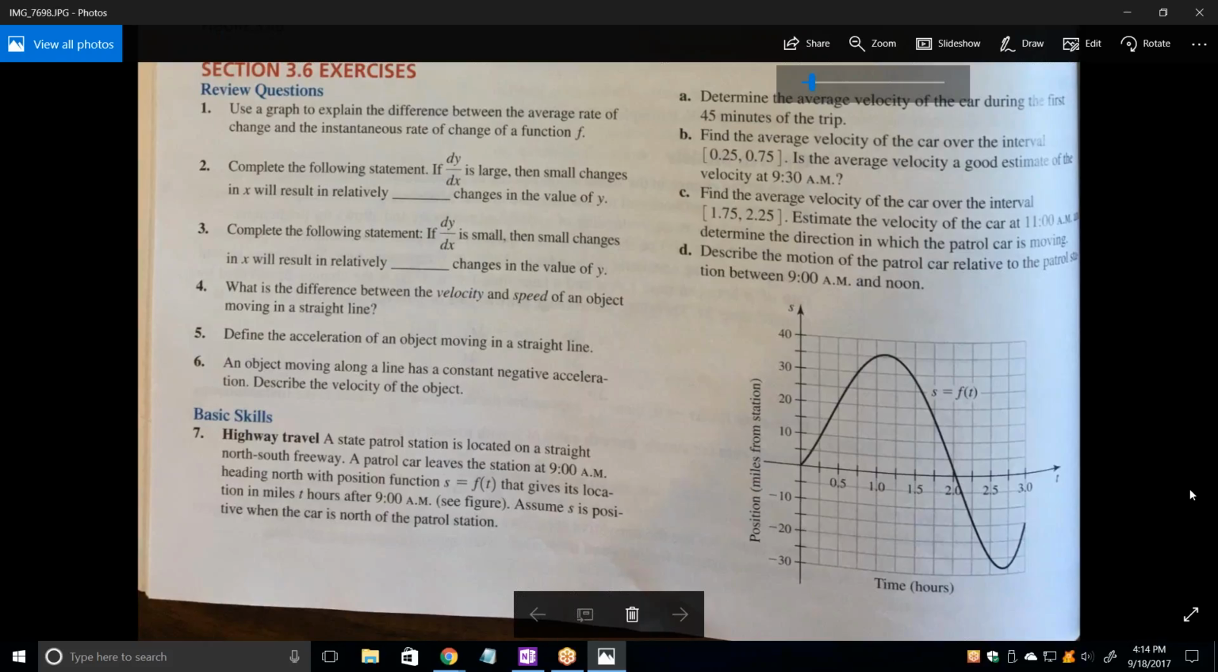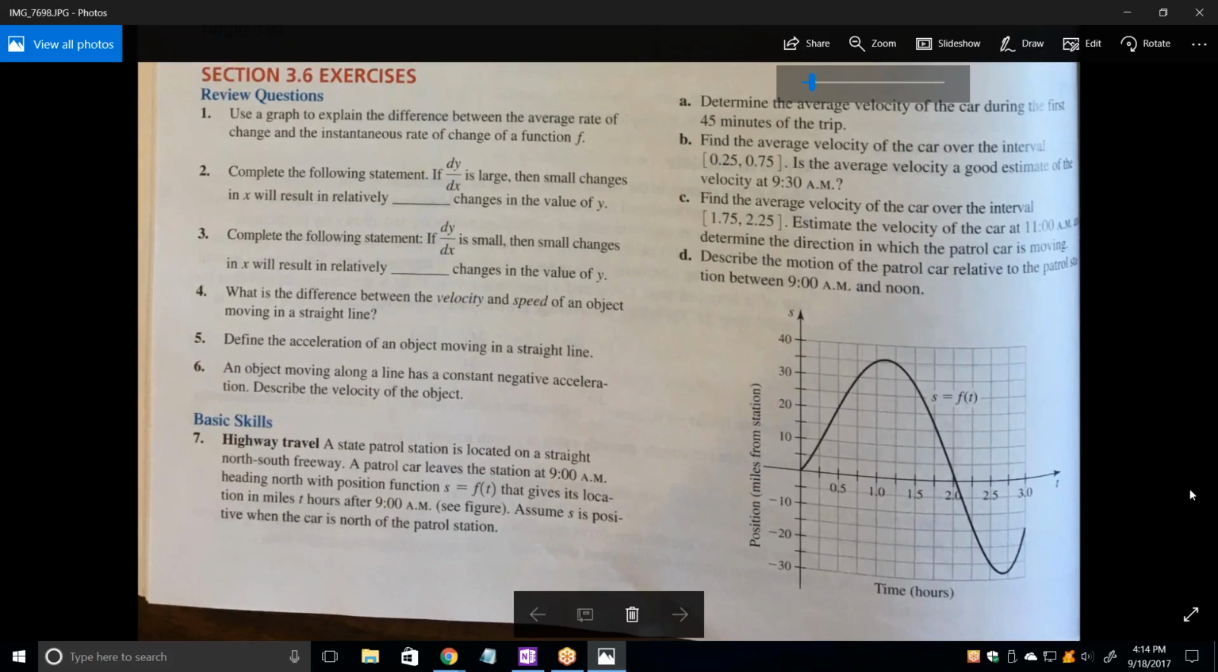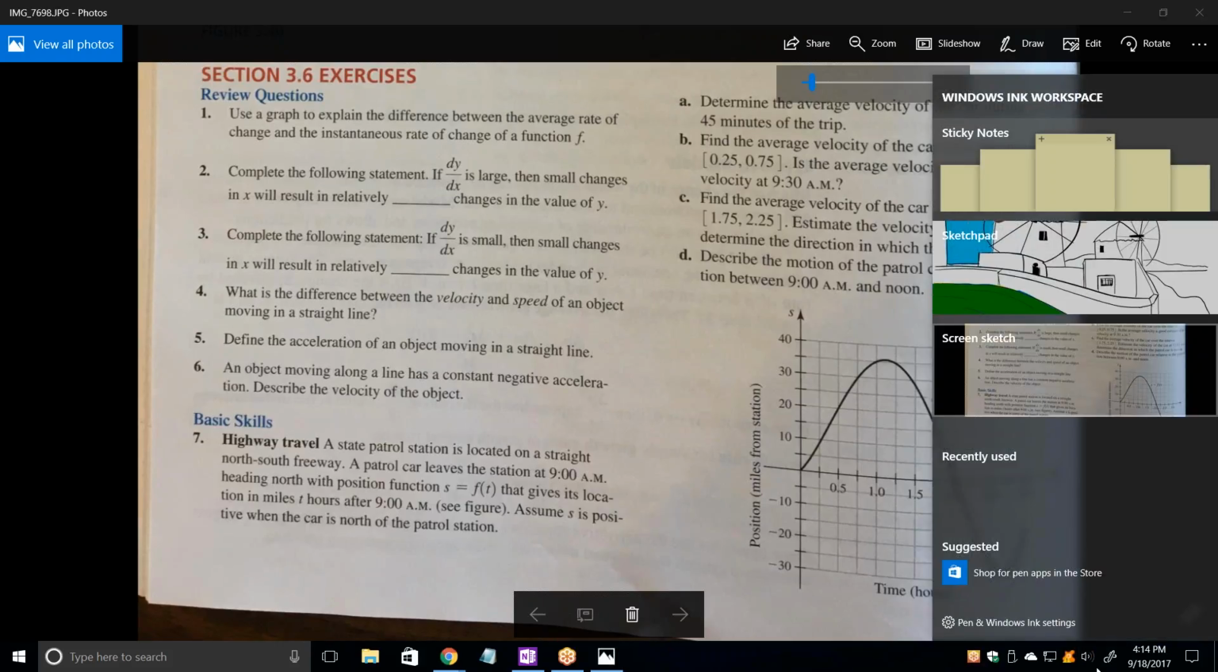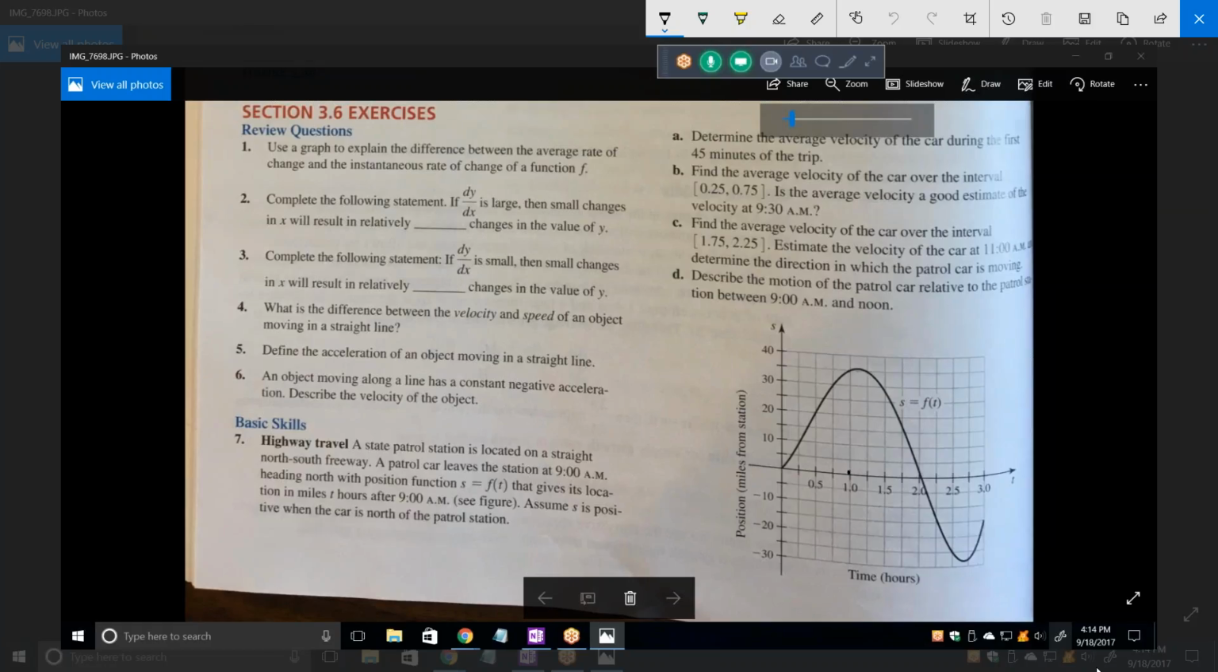So if I want to know what the velocity is at 1, right here, can you see that point? I look at the slope of the tangent line. That's what the velocity is, whatever that slope is. If I want to know the velocity right here at 2 seconds, I'm looking at the slope of that tangent line.